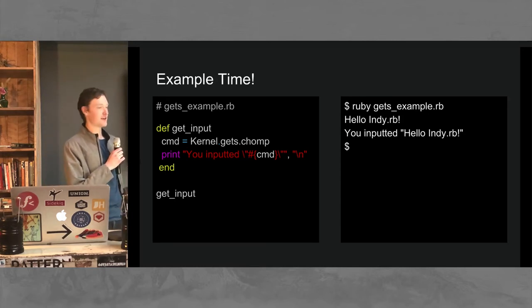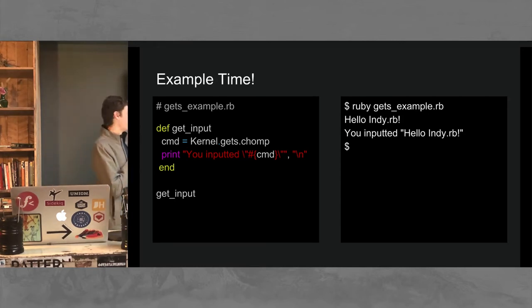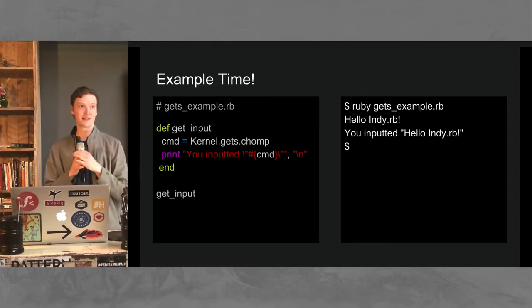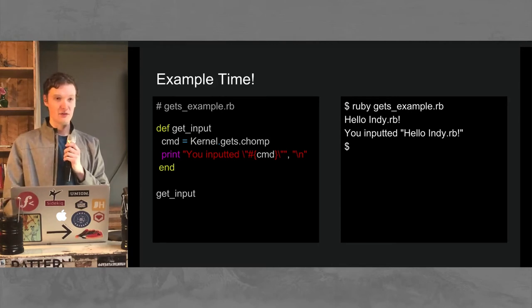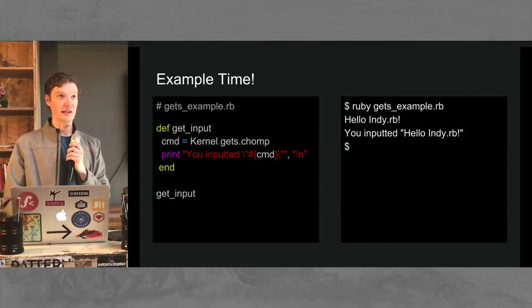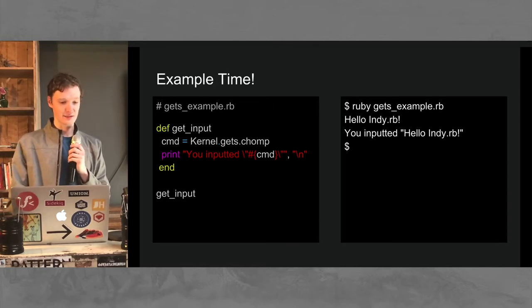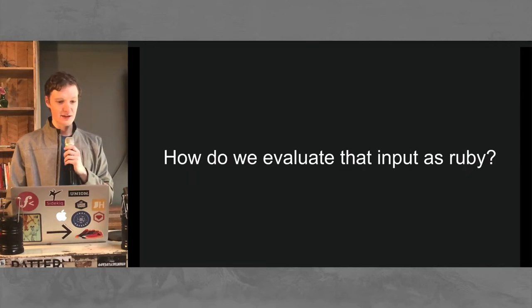A couple of things to note: I have to add the chomp method to the string, and that just strips the newline character from the end. The newline character serves two purposes: A, it's a newline character, and B, it tells it to evaluate gets. Anyway, now how could we evaluate that as Ruby?